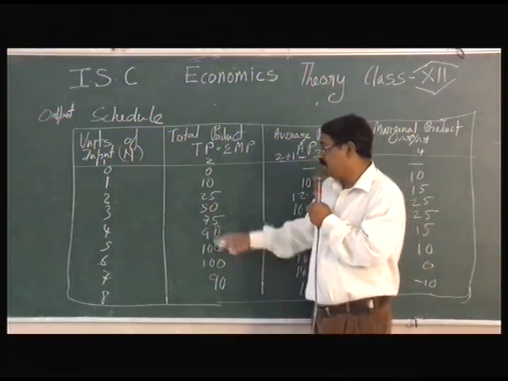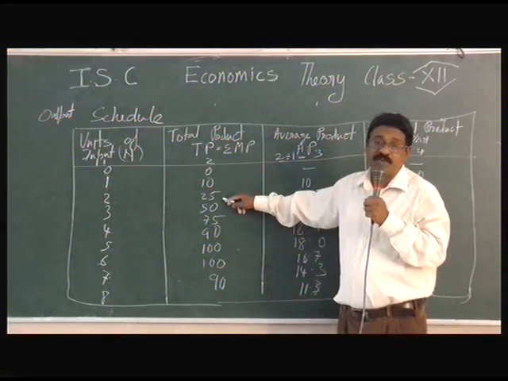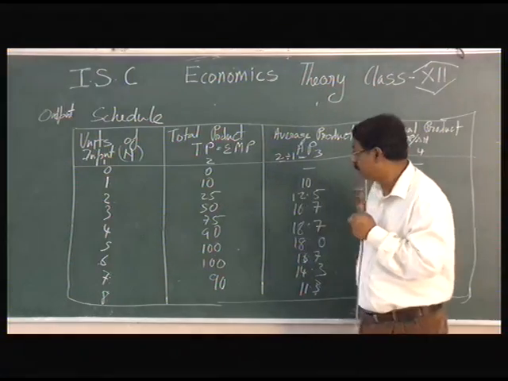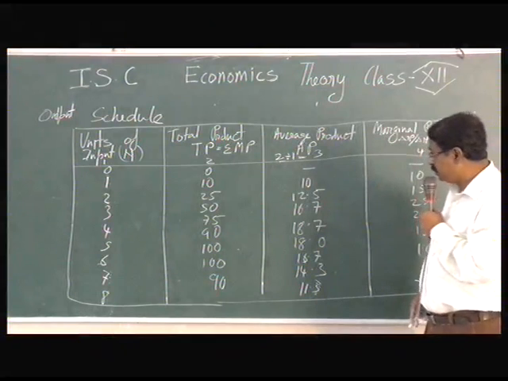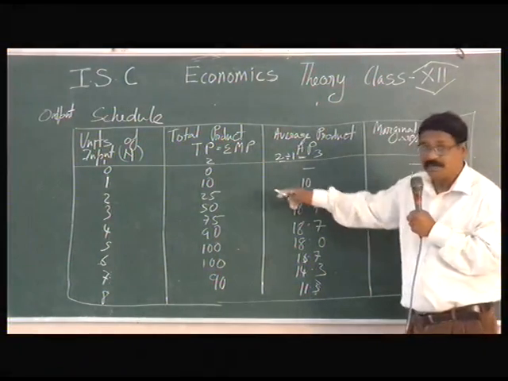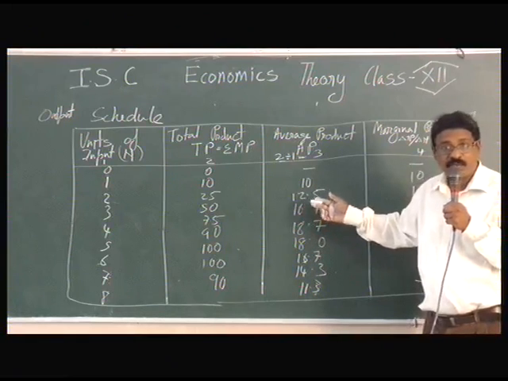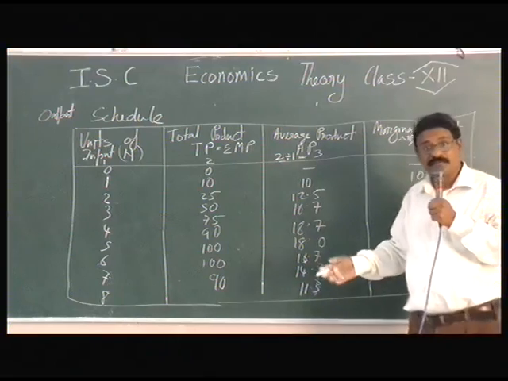So when the second labor joins, the total output becomes 25 pens. Mind it, it is not 20, it is 25, because now there are 2 labors on 5 machines. So the average will be 25 divided by 2, which is 12.5. How? 2 labors producing 25 pens.